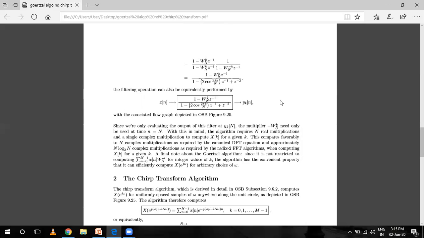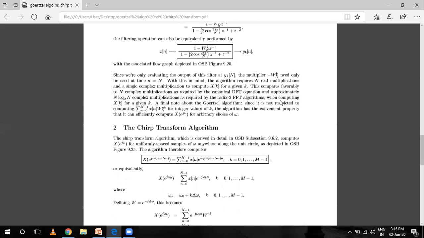A final note about the Goertzel algorithm, since it is not restricted to computing this only for integer values of k, the algorithm has a convenient property that X(e^jω) can be efficiently computed for an arbitrary choice of ω. Basically, the Goertzel algorithm is a short note, which very rarely comes in the paper and is not asked much. Just use it in the DFT and FFT computations.